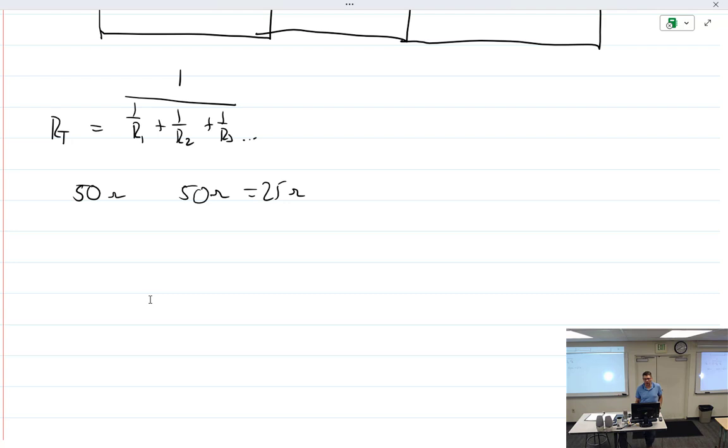All right, what are some of our rules for resistors in parallel? So rule 1. Our total is always less than the smallest resistor.